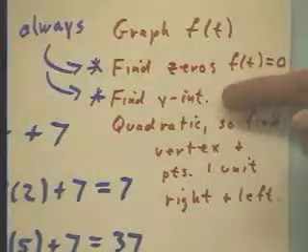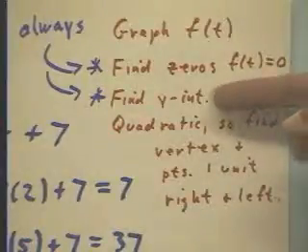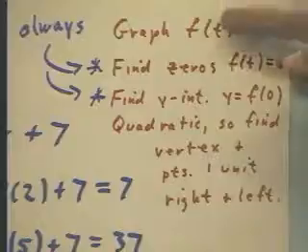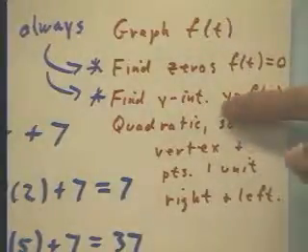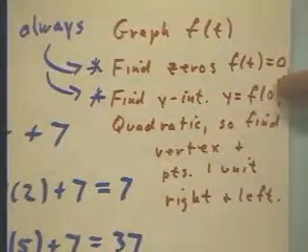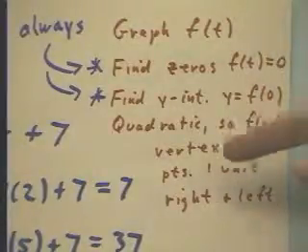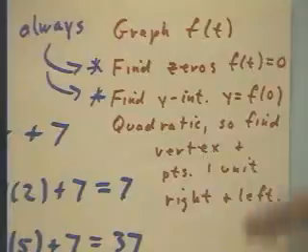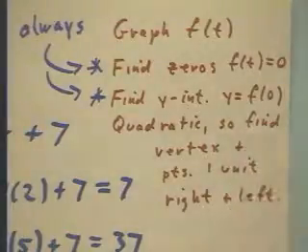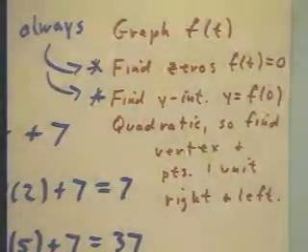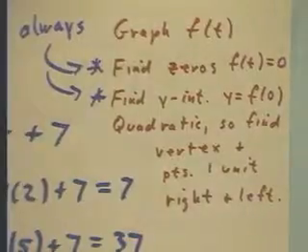Now how do we find the y-intercept of a function? The y-intercept occurs where t equals 0. So we're going to say it occurs where y equals f of 0, putting in the 0 for t. Now if it's a quadratic function, of course, we'd also find the vertex, the points 1 unit right and left. We would go through a lot of details for whichever function it is we're trying to graph.